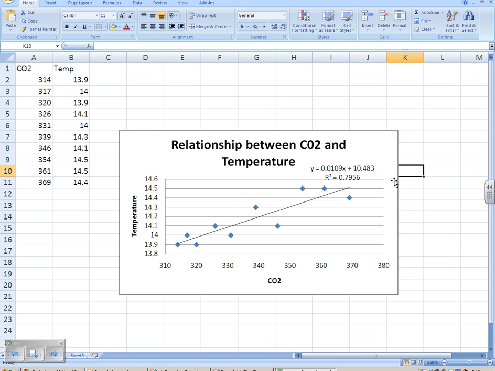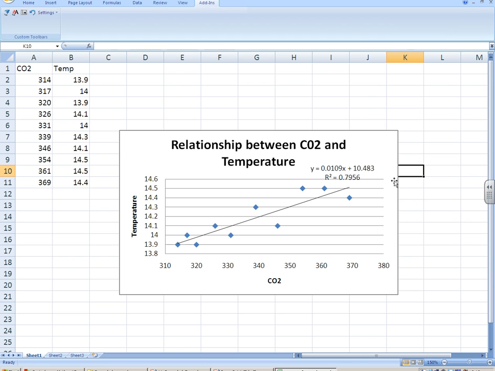Linear regression line, remember, y is beta naught plus beta 1 times x. So in this case, y is 10.483 plus 0.0109 times x, where x is the CO2, which we're using to predict the values of y, which are the temperature.